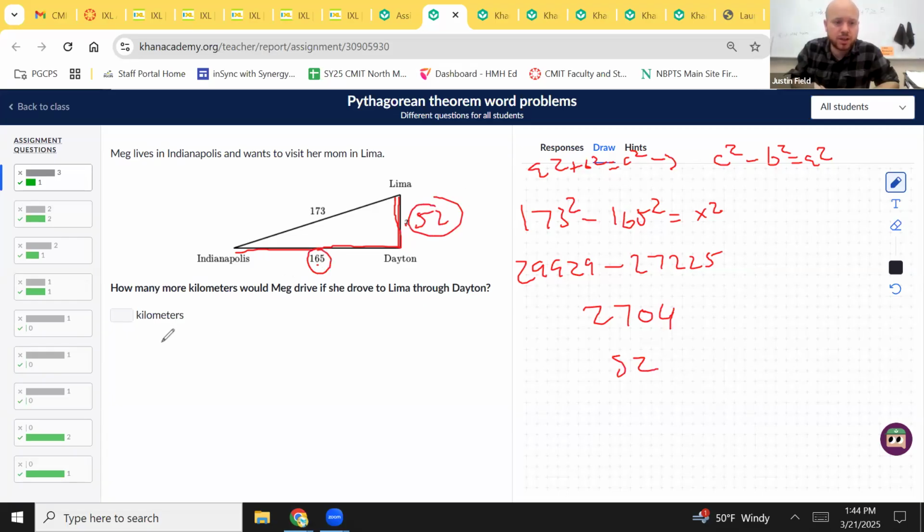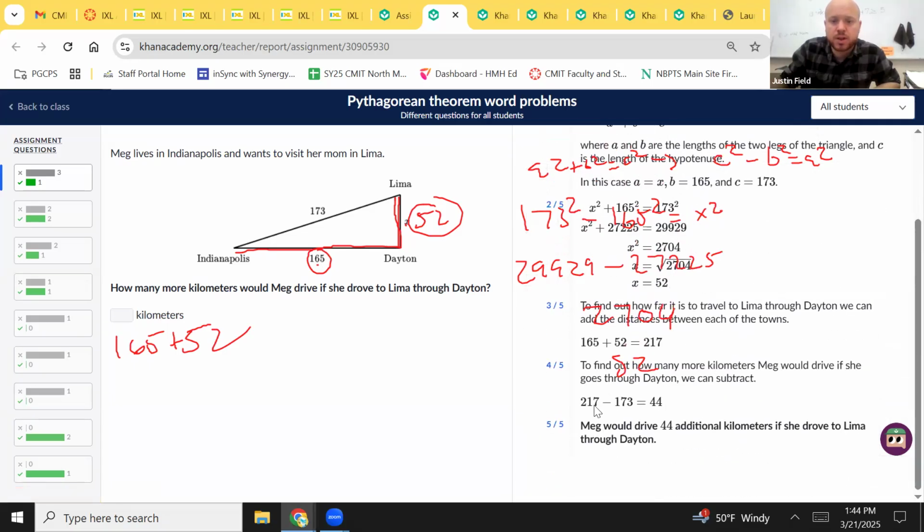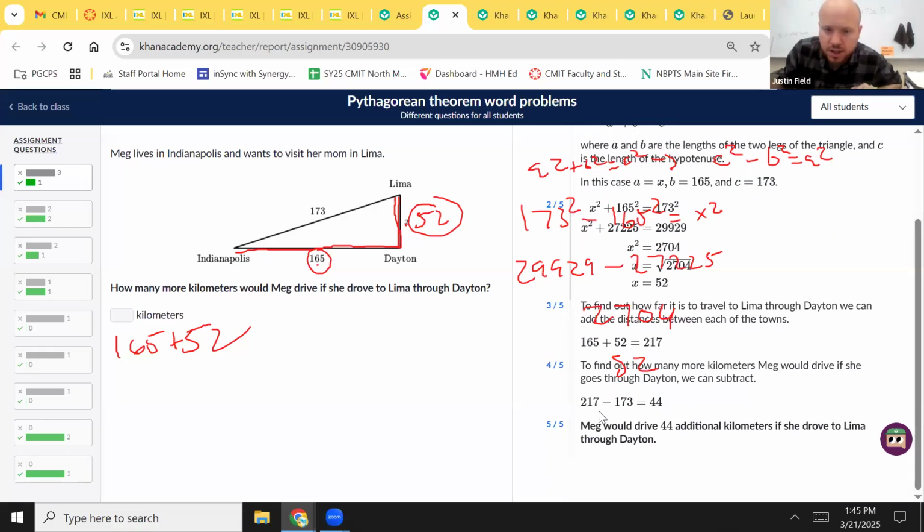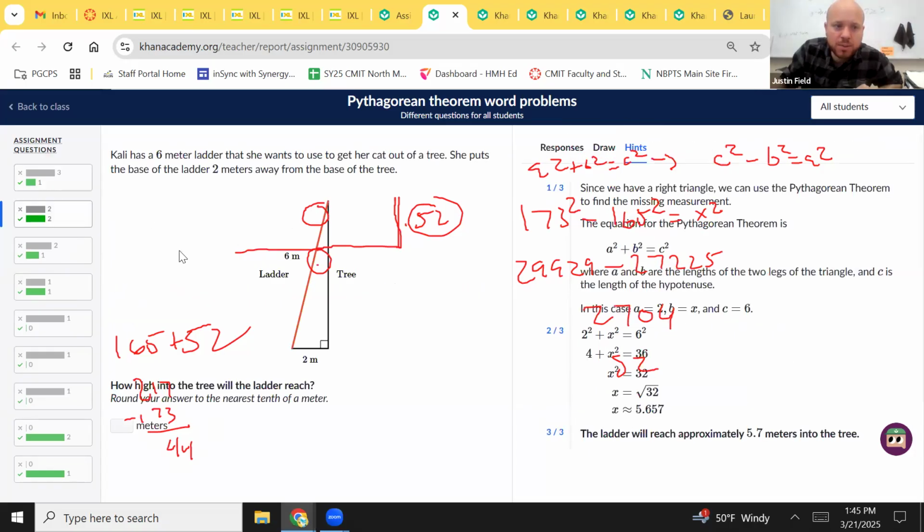So we want to add those together. This is 165 plus 52. Let's double check that with our hints. How much further? So we add those together, you get 217. But then it says how much further. So it was 173 straight away. So then it's 44. I knew that. What a great problem, huh?